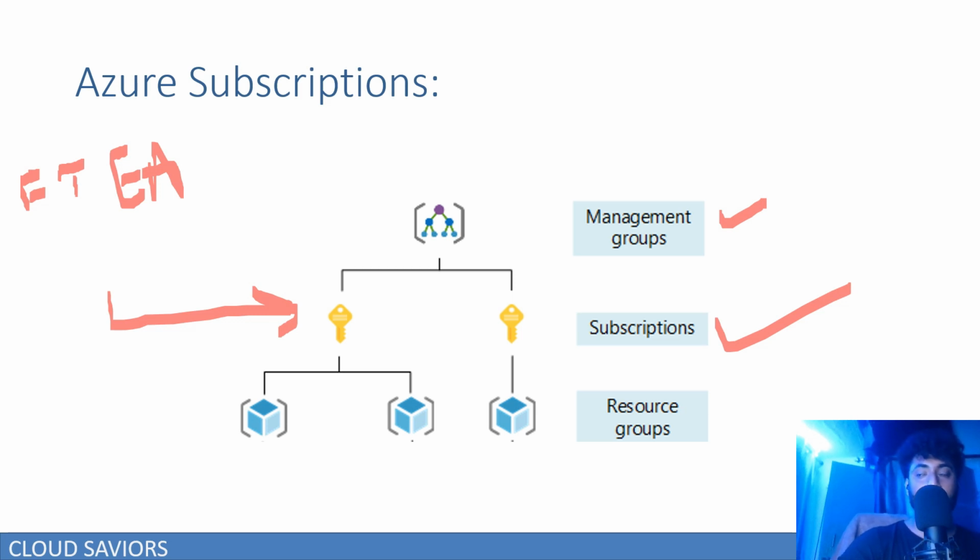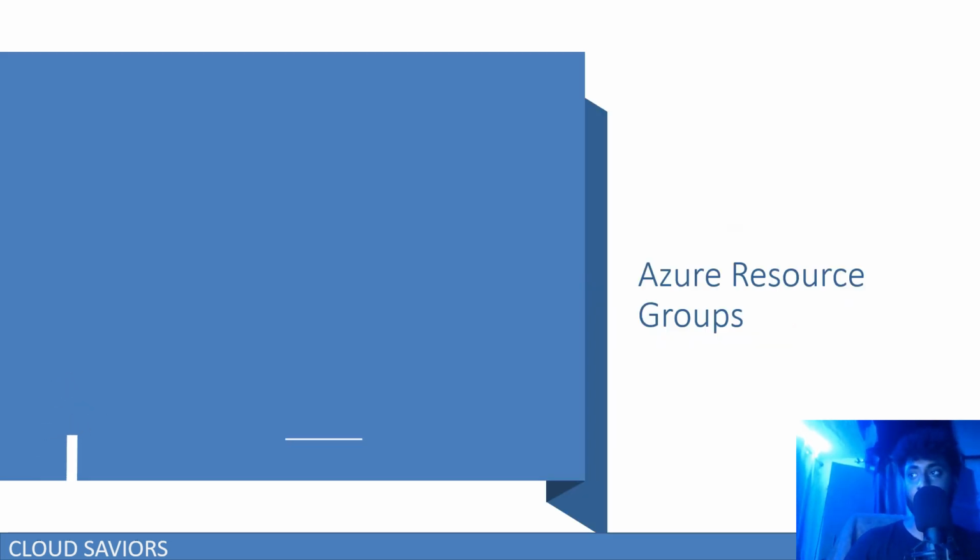A subscription is a place where you will create your actual resources. If you want to create a virtual machine, of course you must have a subscription. Under this subscription you will have resource groups, and then only can you create your resources under these resource groups. This is very simple. Let me quickly move ahead with resource groups.